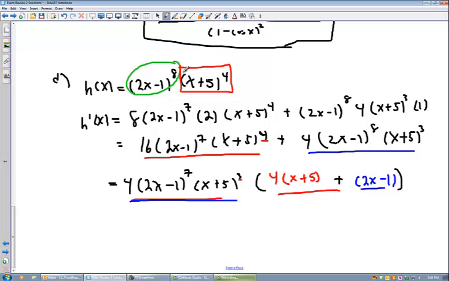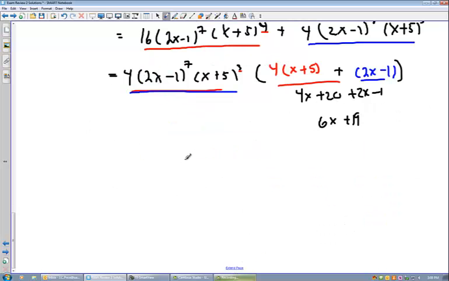And so let's clean this up on the inside here. And so I have 4x plus 20 plus 2x minus 1. So I get 6x plus 19. And so this is going to equal 4 times (2x minus 1) to the 7th times (x plus 5) cubed, and then all times (6x plus 19). And that's my final answer.